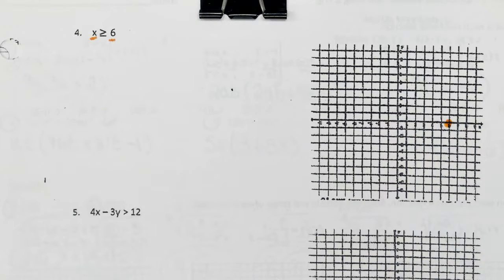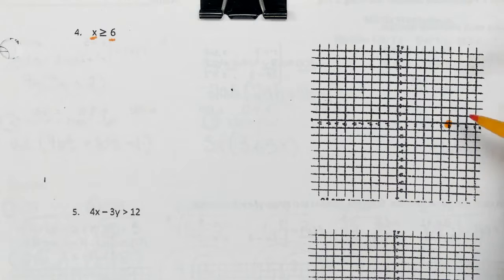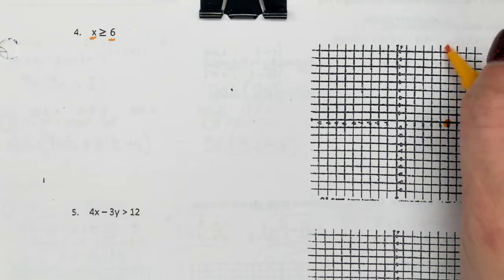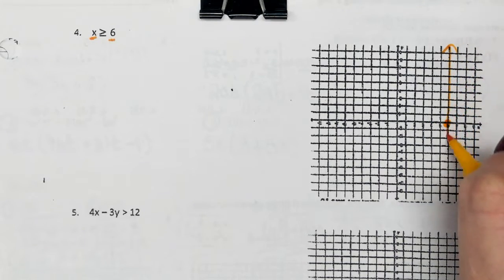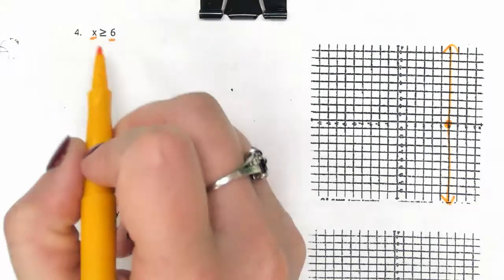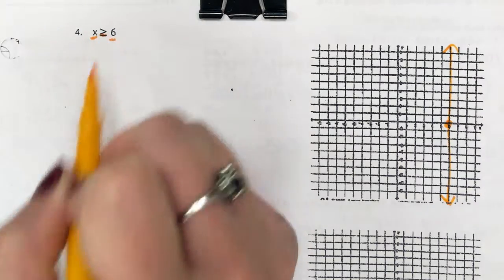All right, so when it only has one letter, it's either a straight vertical line or a straight horizontal line. Which one is x greater than 6? Straight vertical, because it can't be horizontal. That's the x-axis, right? It's just going to be straight up and down, just like that. It's closed line because it's got a solid line right here.